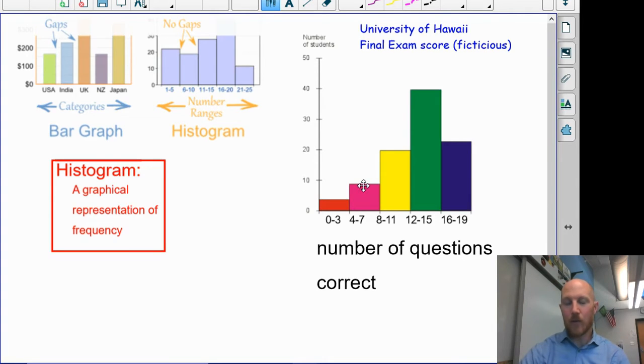And then the height of the bar represents the frequency. Okay, so a histogram is a graphical representation of frequency. It's a frequency graph.